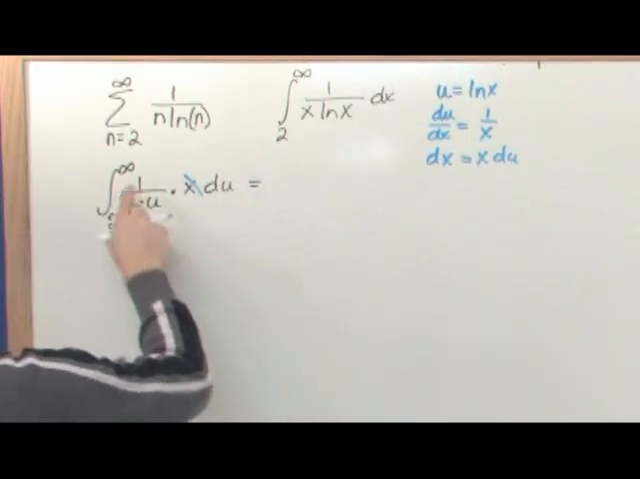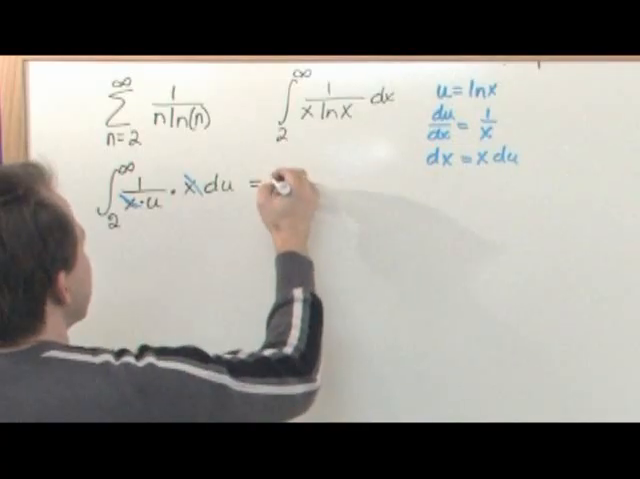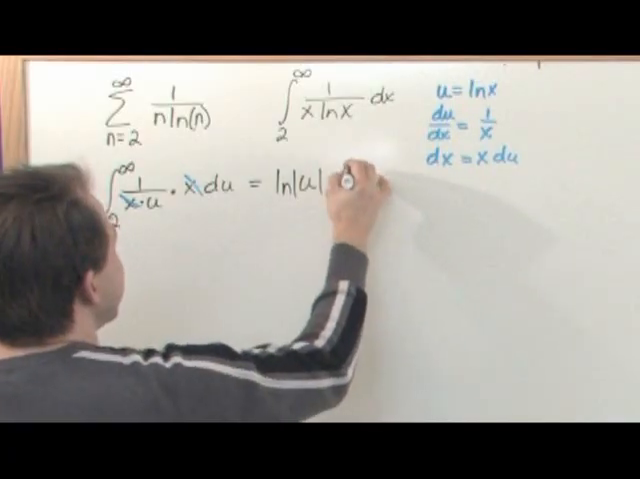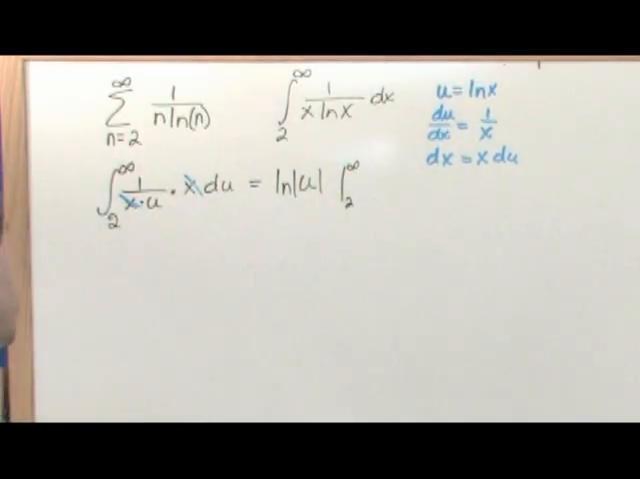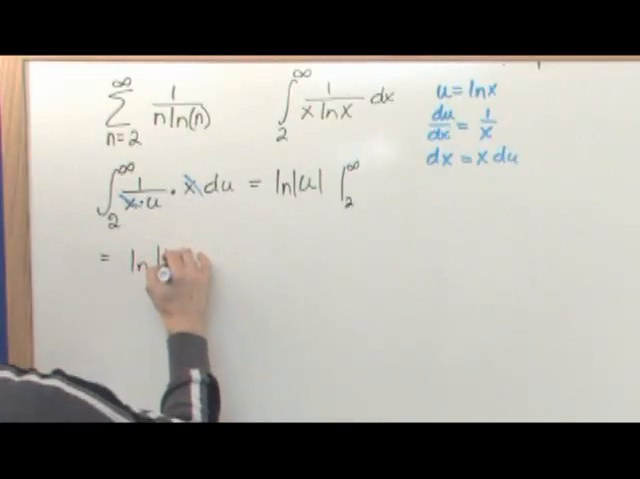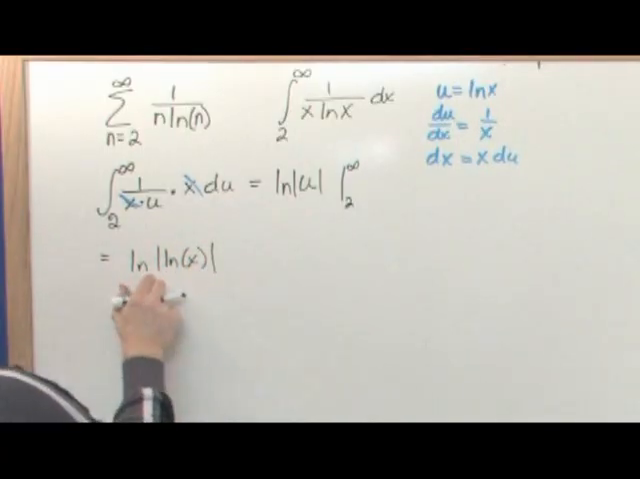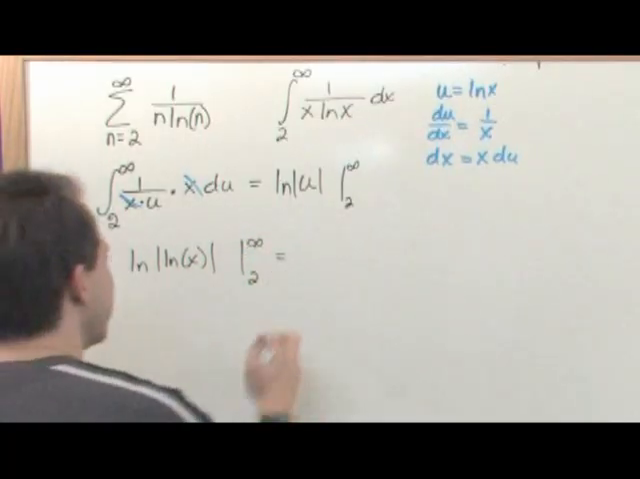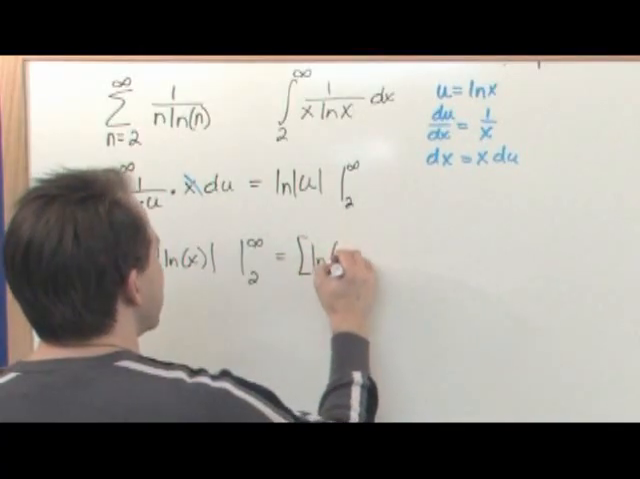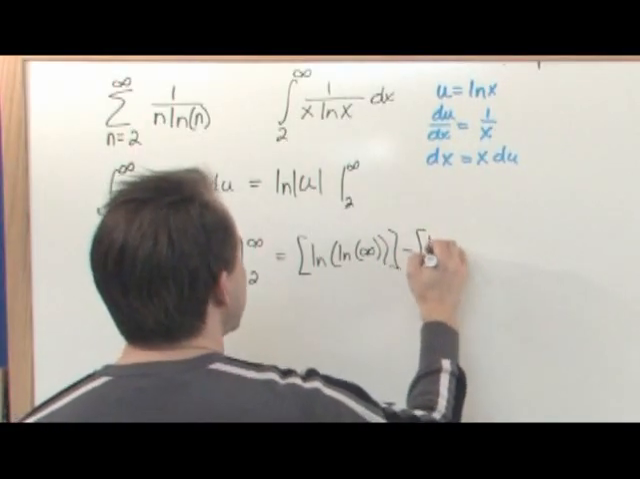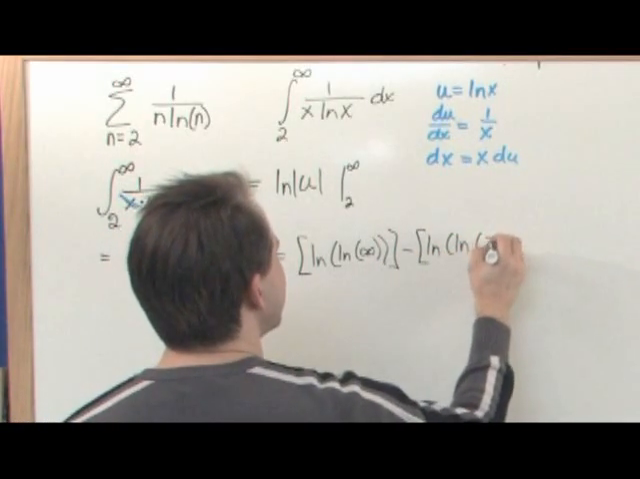So on the inside is the integral of 1 over u, which we know is the natural log of u, evaluated from 2 to infinity. But we don't want to actually do the evaluation yet because we still have our answer in terms of u and our limits in terms of x. So let's go ahead and convert that. It's natural log of u, which is natural log of x. So natural log of the natural log evaluated from 2 to infinity. And let's see what that looks like. You would have natural log of natural log of infinity minus natural log of natural log of 2.